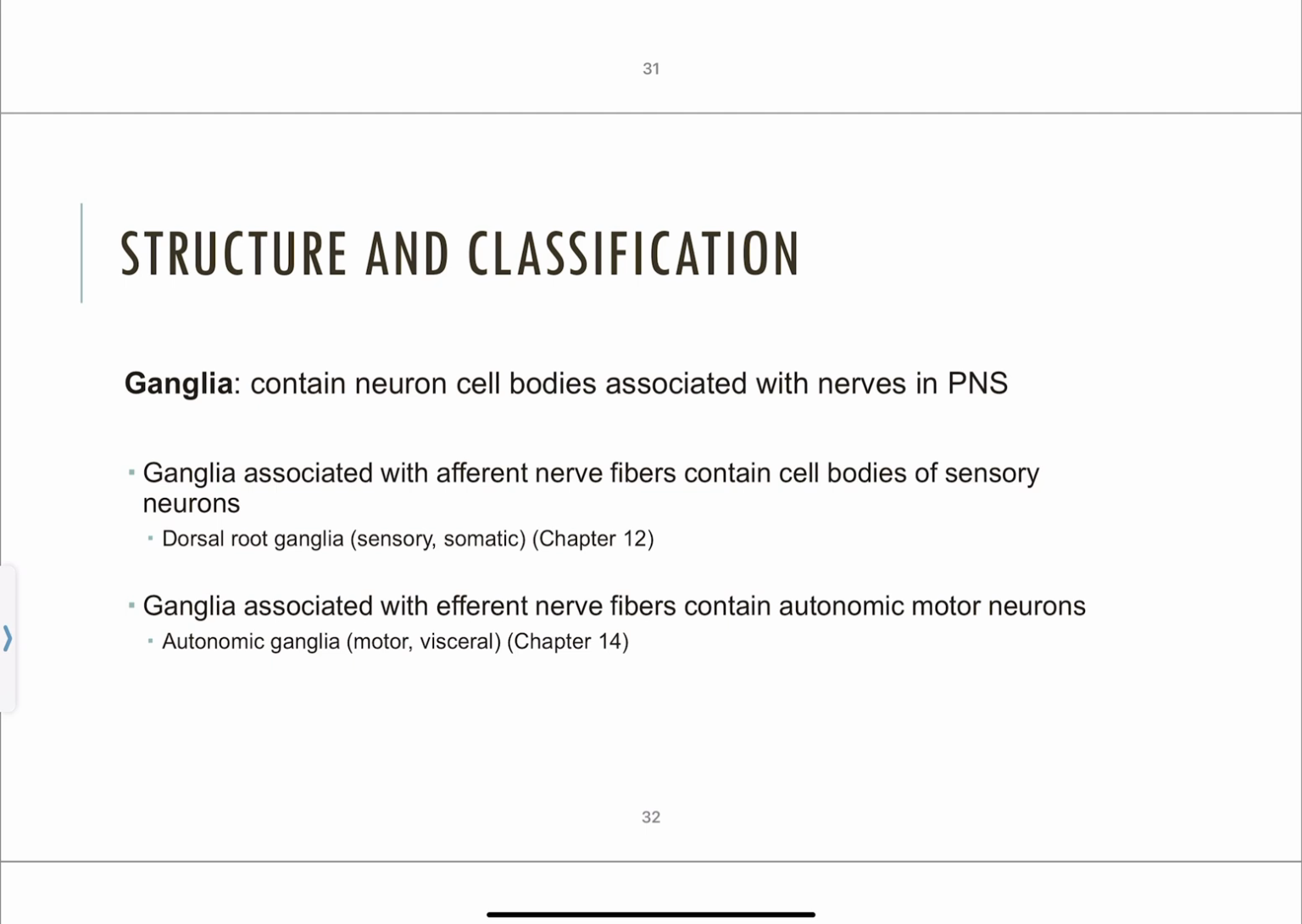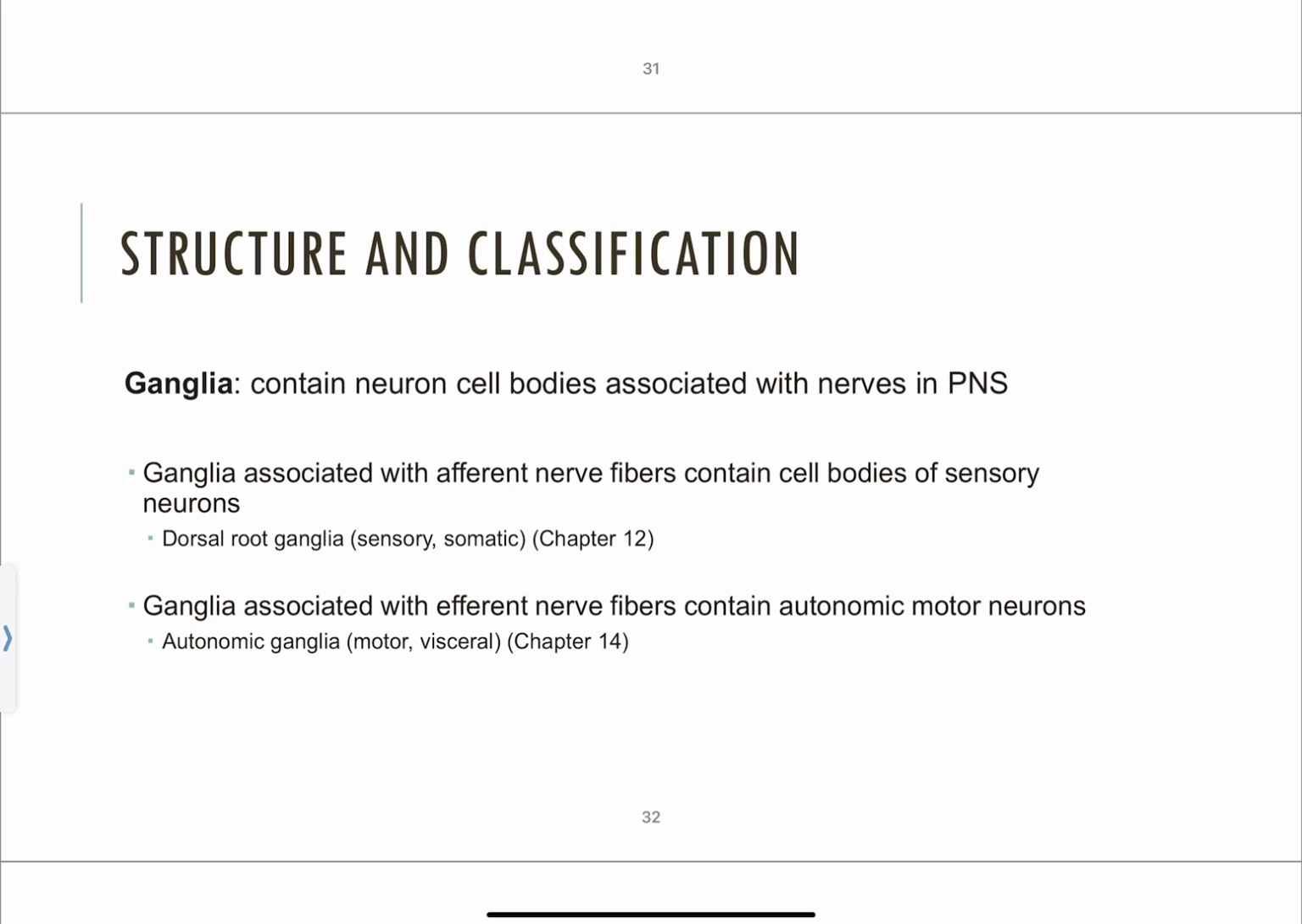So we have ganglia that can be associated with afferent nerve fibers. These are going to contain the cell bodies of the sensory neurons, because again, we're talking about afferent. We also have ganglia that are associated with efferent nerve fibers, and these are mostly going to contain the cell bodies of the autonomic motor neurons themselves.